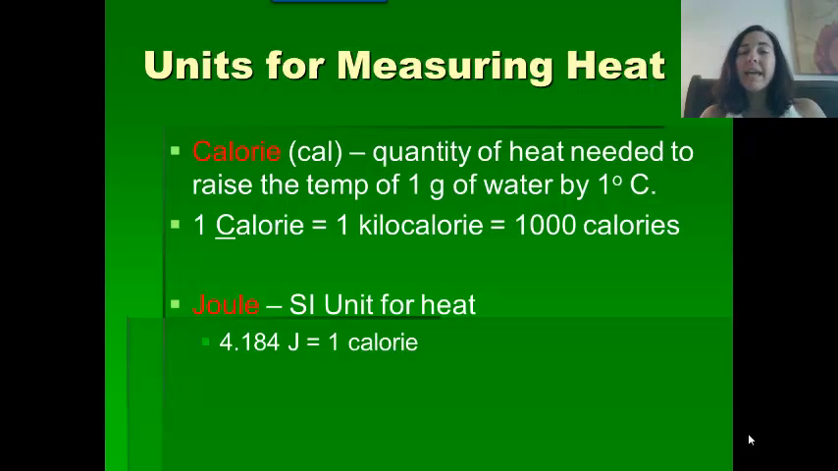Similar to the calorie is the joule. The joule is just the SI, or the metric unit for heat. And here's the way they're related. 1 calorie is 4.184 joules. And that number is in your reference packet, so you don't have to memorize it.